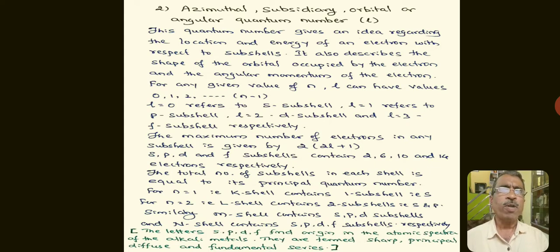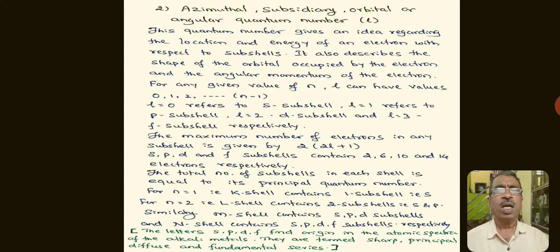The total number of subshells in each shell is equal to its principal quantum number. It means the first shell, the K shell, contains only one subshell, that is s subshell. The L shell, that is n equal to 2, contains two subshells s and p. Similarly, the third shell, the M shell, contains three subshells s, p, d, and the N shell contains four subshells s, p, d, and f respectively.